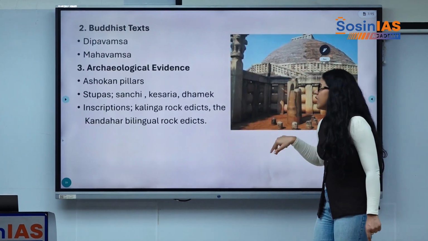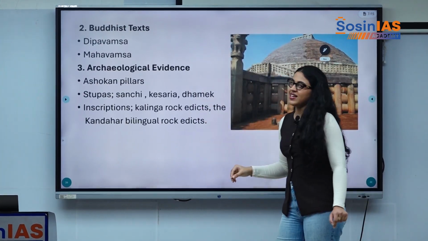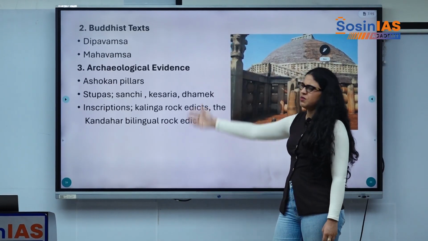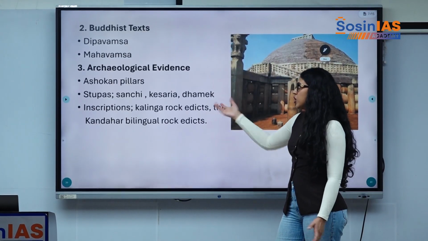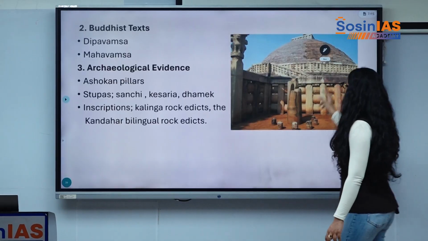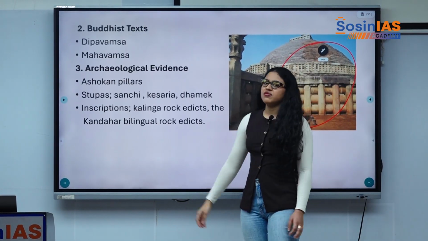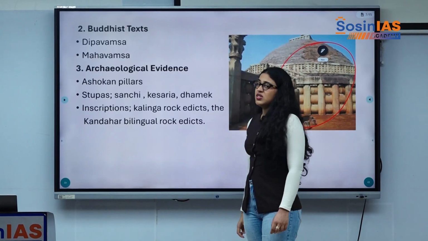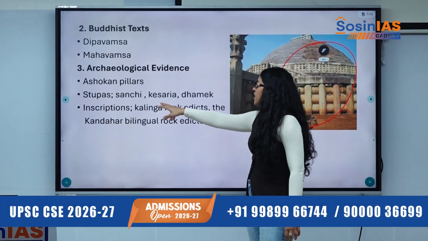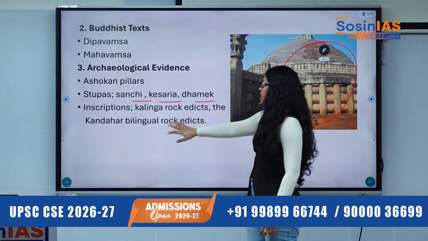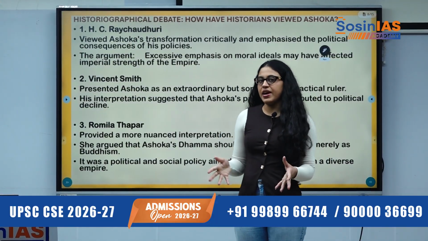And other Buddhist texts that talked about his administration and philosophy were the Deepavamsa and Mahavamsa, and archaeological evidence like the stupas of Buddha that he had established during the second sermon of the Buddhist council. Sanchi, Kesariya, these three are very important. Now let's look at the historical debate.